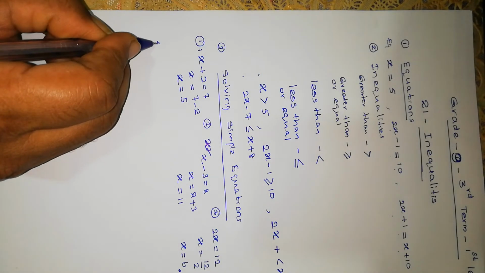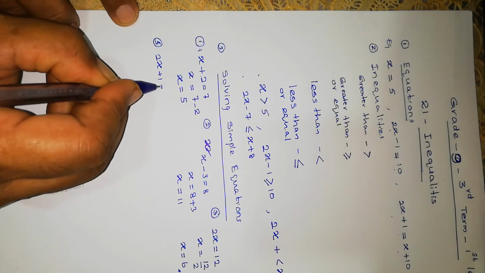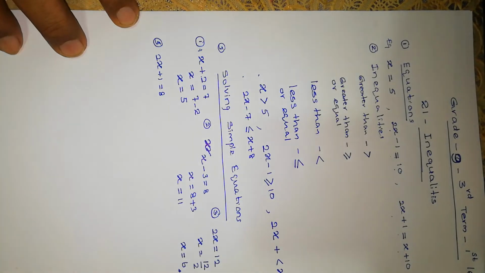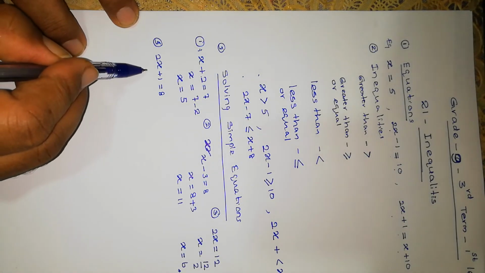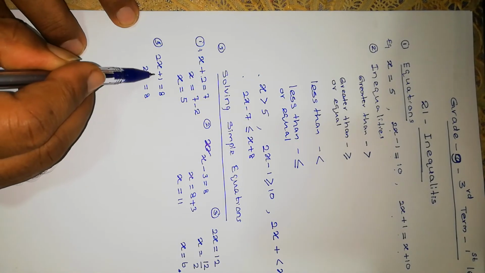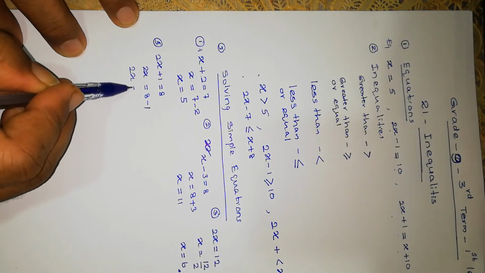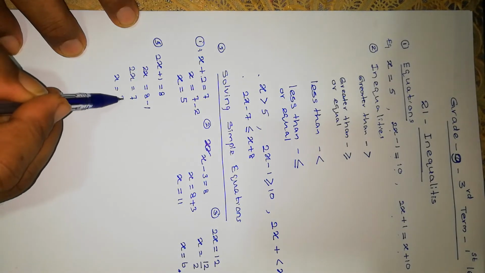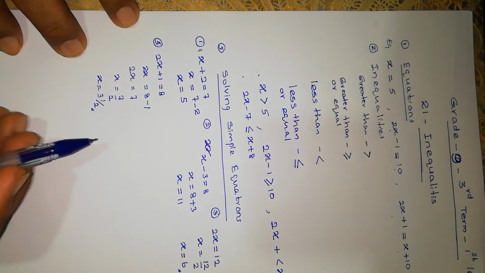Question number 5. 2x plus 1 equals 8. If there is more than one mathematical operation, children, there is an order to remove them. X is multiplied by 2 and 1 is added. First you need to remove the addition of 1. To remove it, children, you have to move this plus 1 from left to right. It becomes minus 1. Then 2x equals 7, so x equals 7 over 2. Then x equals 3.5.